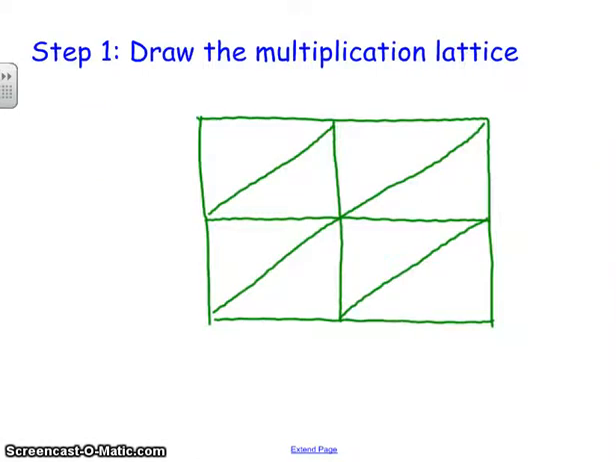So the first step is that you need to draw the multiplication lattice. If you do not know how to draw the multiplication lattice or forgot how to do so, please refer to the prior video that will show you how to draw this lattice.